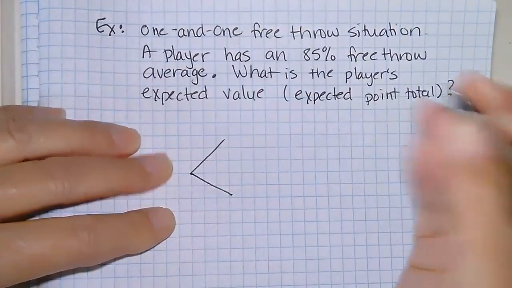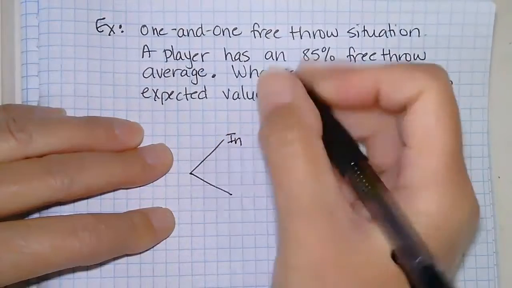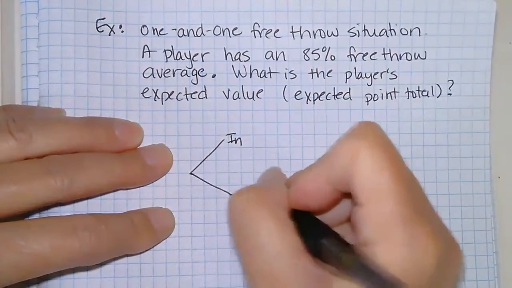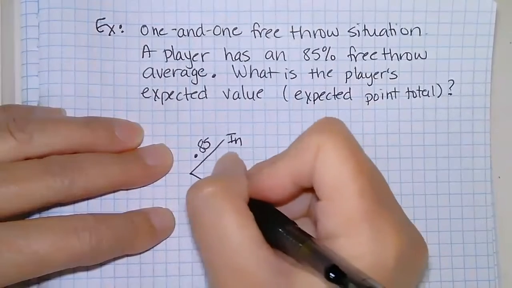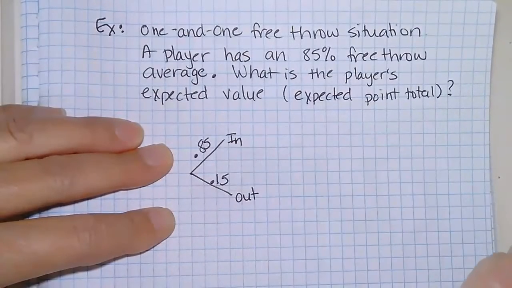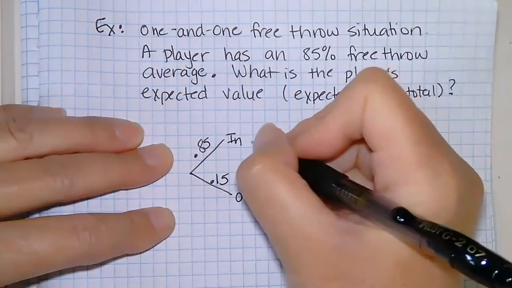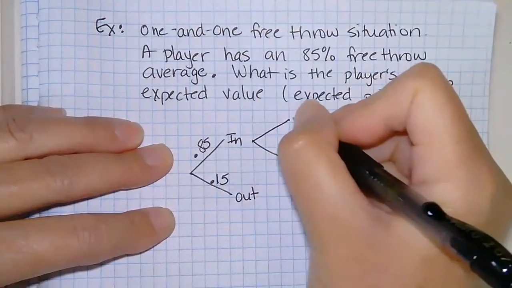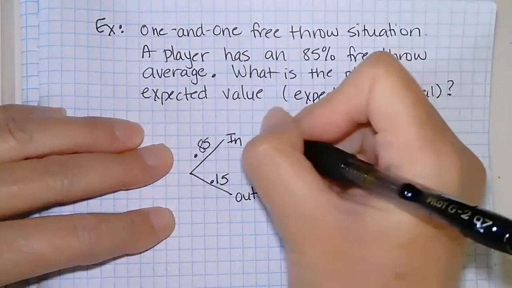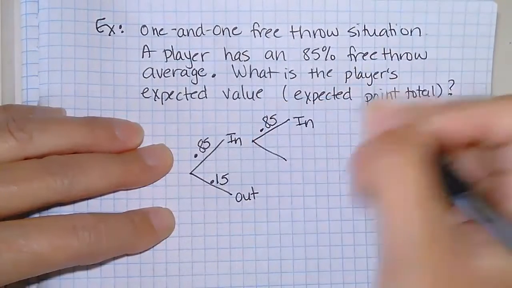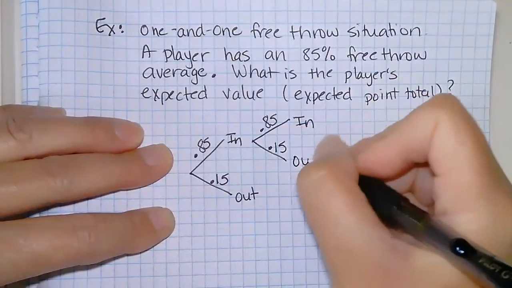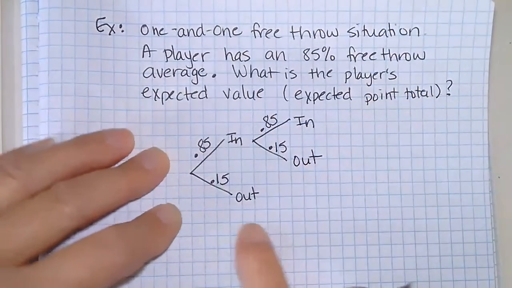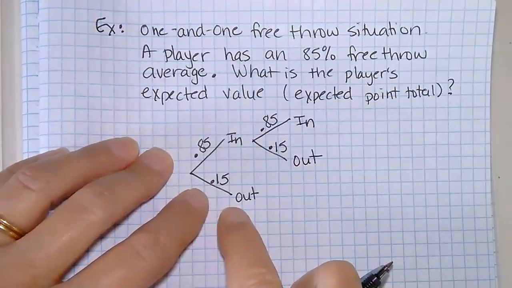So this is the first throw. They're either going to make it in or out. They have a 0.85 chance of making it in, which means they have a 0.15 chance of making it out. If they make it in, they get to take another shot. And again, they have a 0.85 chance of making it in, and they have a 0.15 chance of making it out. If they did not make it in the first time, they're done.